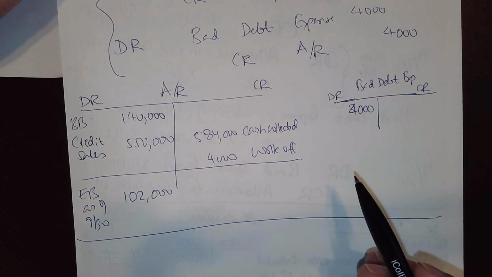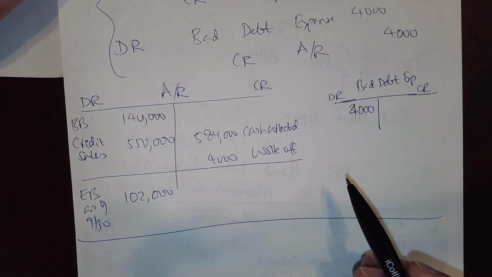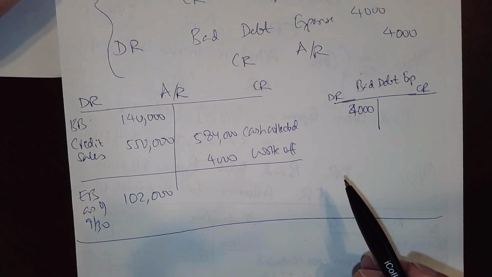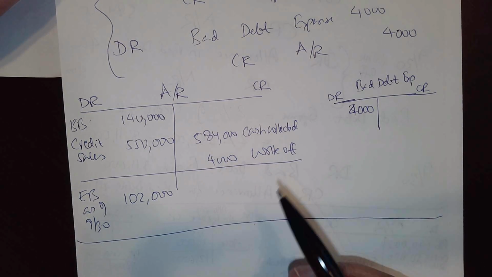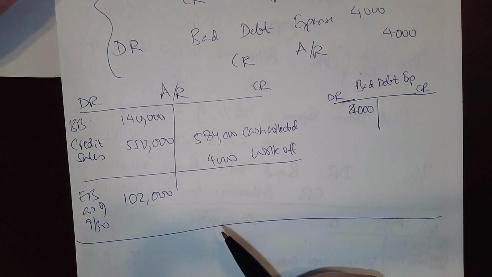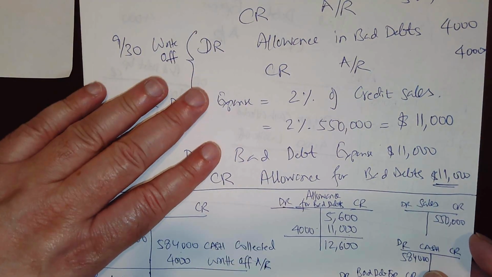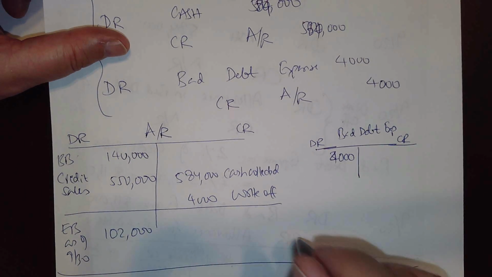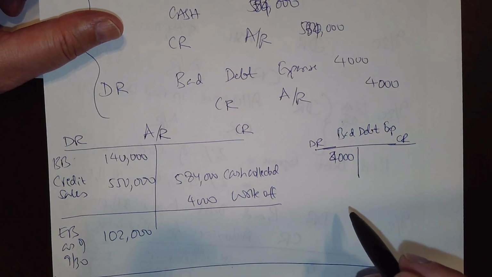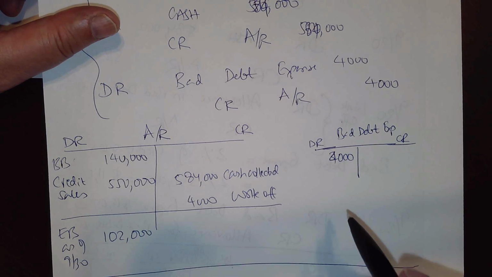However, we do use a direct write-off method when we use books for taxation. So for the IRS we use the direct write-off method, but for GAAP we use only the allowance method. The allowance method will be used most of the time, and the direct write-off method is used by very small businesses, mom and pop stores, and for taxation.